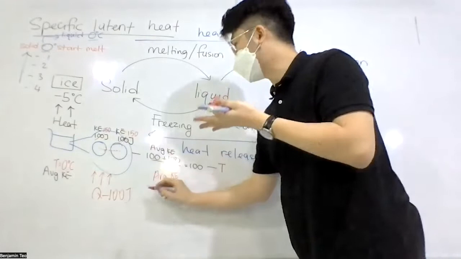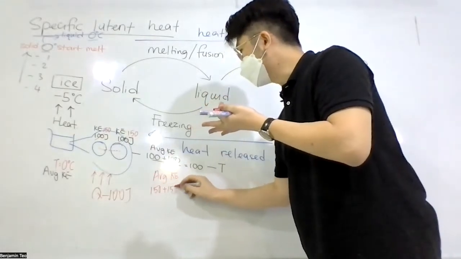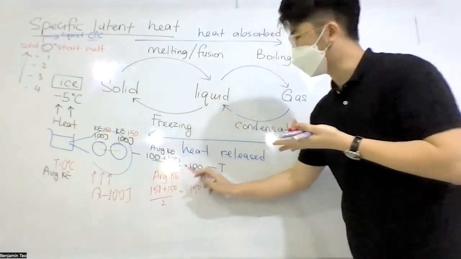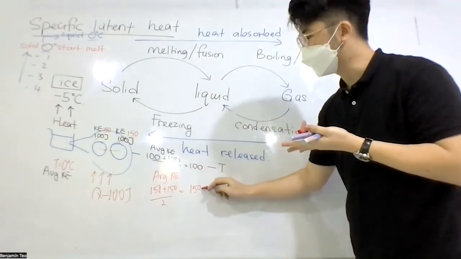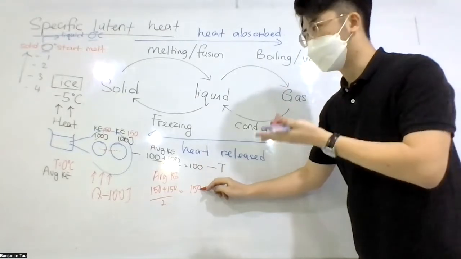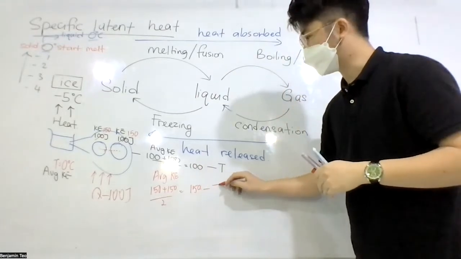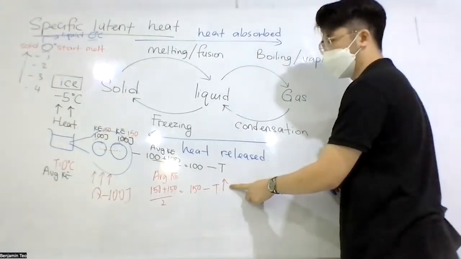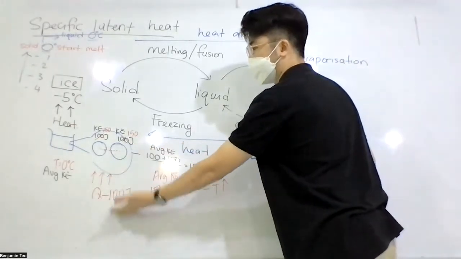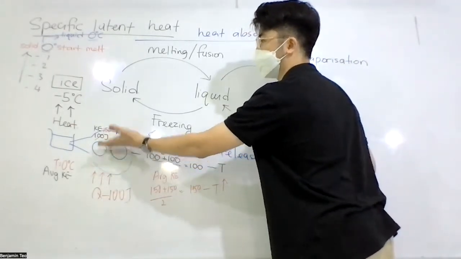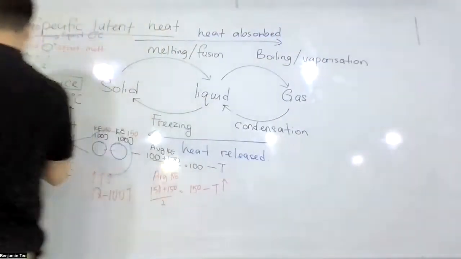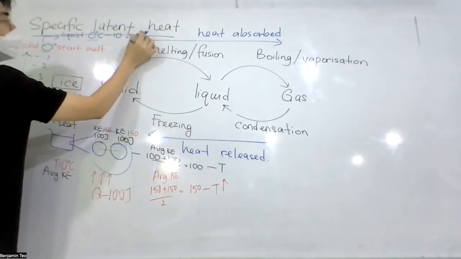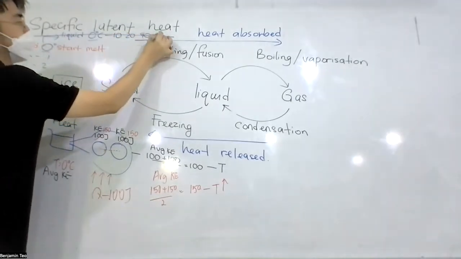Then I take the average KE again. 150 加 150 除 2, here I get 150. Well, the average KE has now increased from 100 to 150. Temperature is the average KE, so now my temperature has increased. Okay, so here I continue to supply heat, and the temperature will start rising again, from 0, 10, 20, 30, 40, 50, all the way to 90, 100.